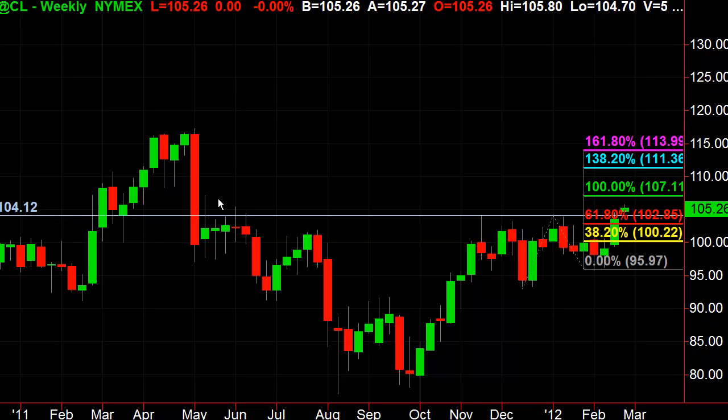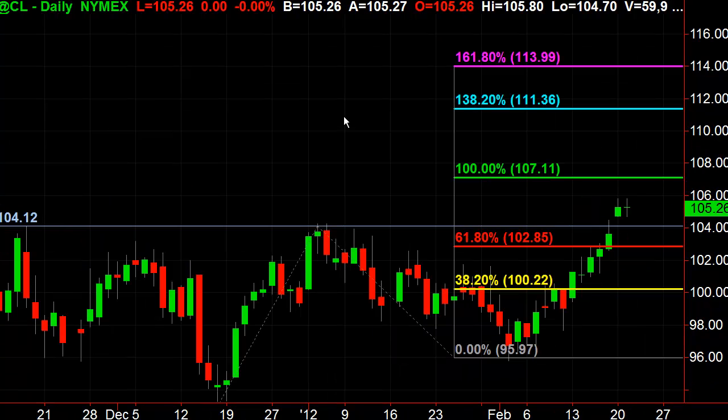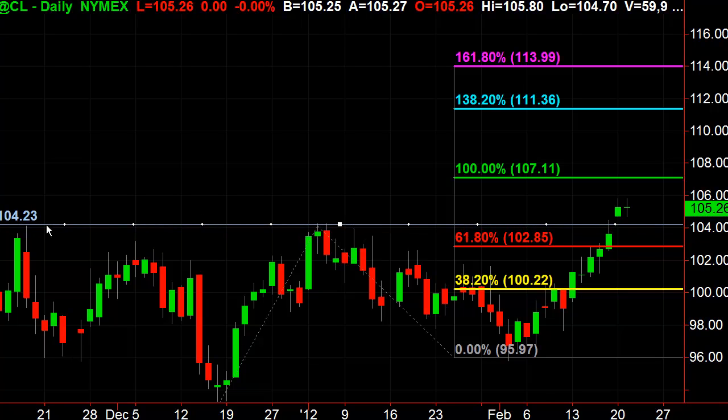So how do you figure out some targets? After it's broken out, what do you do with that? Now that we have switched to a daily chart, you can see that we have clearly broken above this 104 area, which has been a little bit of resistance of late, 104.23. We're breaking above that, and our next targets are going to be 107, 111, and 113. How did we get that is a very good question.